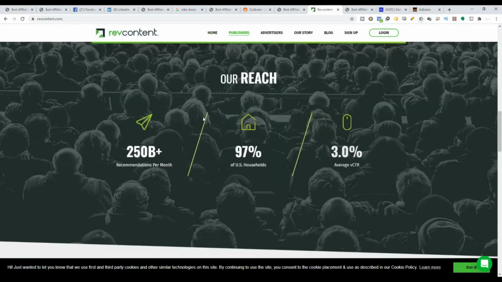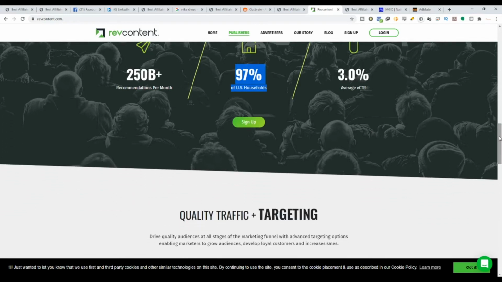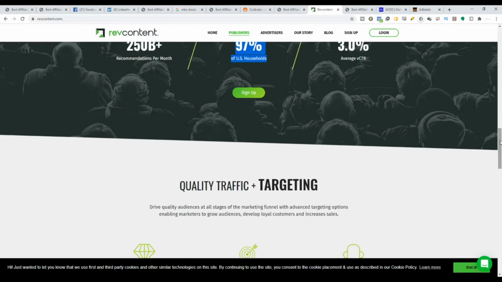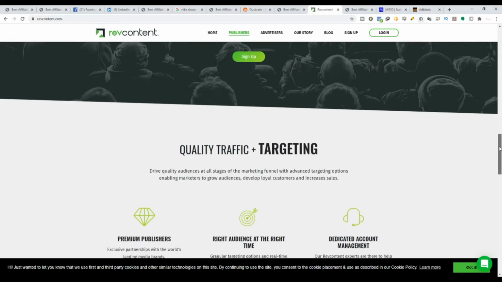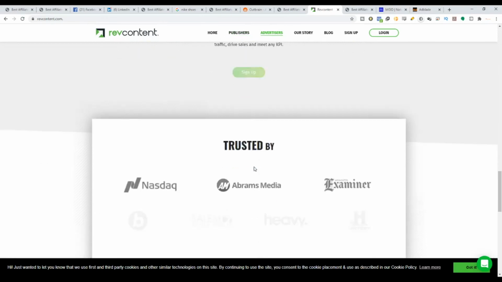You can see that Revcontent reaches 97% of United States households. This is not just a blind statement that they give, guys. This is real truth. Revcontent is very famous in the United States of America, and when you're doing a specific target of United States offers, and usually a lot of affiliate marketers target the United States because of the population there, and the capacity for people to buy items is much higher there. So definitely Revcontent is where you want to go ahead and check out as well.